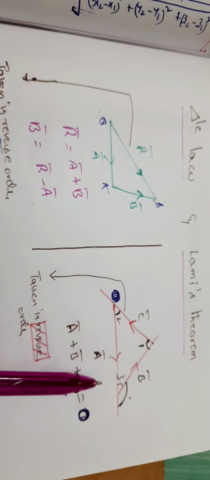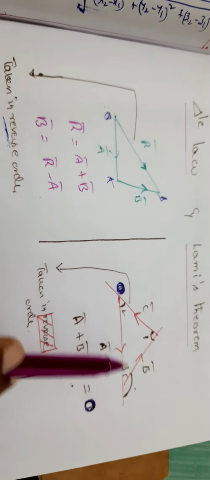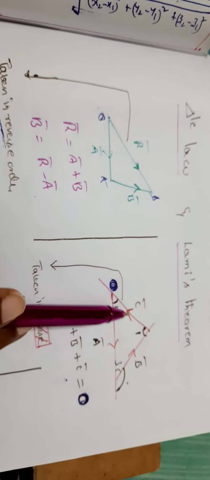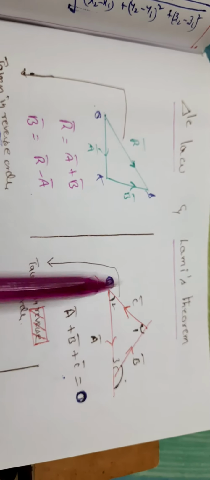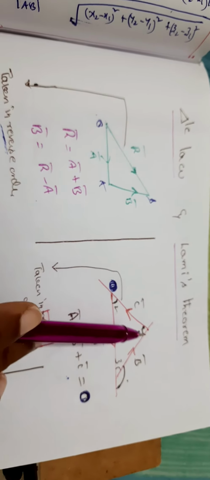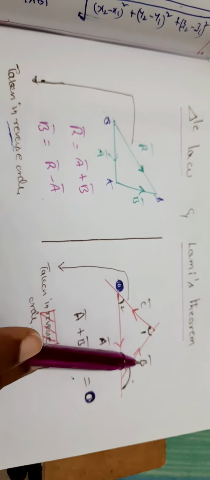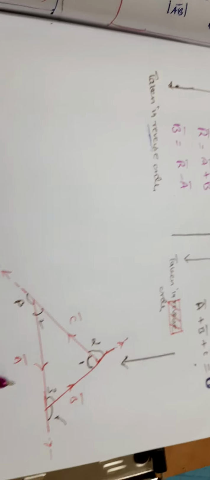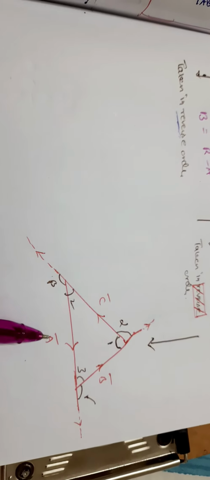And here, when you represent it in a triangle, all the three vectors are taken in order along the three sides of the triangle. Suppose this is angle 1, this is 2, this is 3. Opposite to A bar is 1, opposite to B bar is 2, opposite to C bar is 3. Now here we can just solve this one.